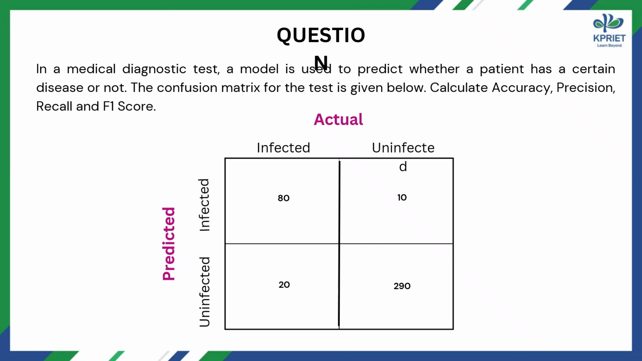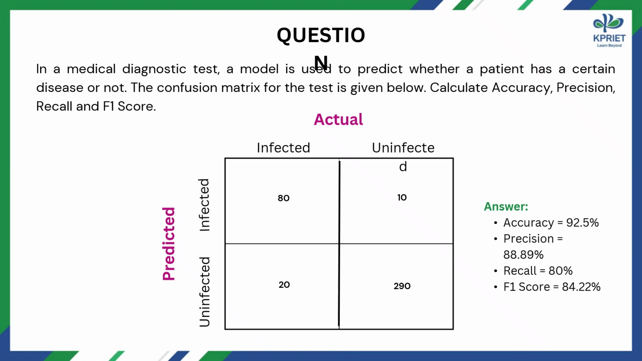Now we are given a question: true positive is 80, false positive and false negative are 10 and 20, and true negative is 290. In this medical diagnostic test, the model is used to predict whether a patient has a certain disease or not. The confusion matrix will be given in your examination. Now you can substitute the values directly for accuracy, precision, recall, and F1 score. As a result, you will get an accuracy of 92%, precision of 88.89%, recall of 80%, and F1 score of 84.22%.